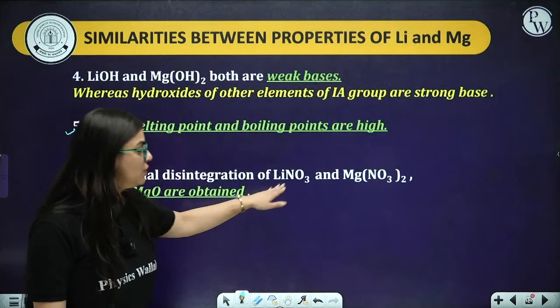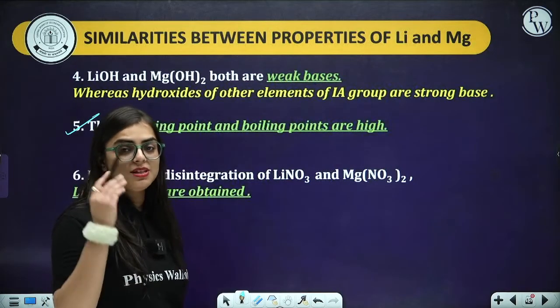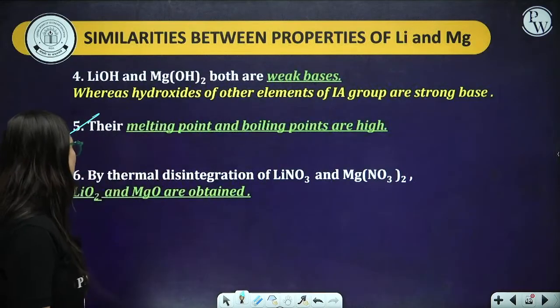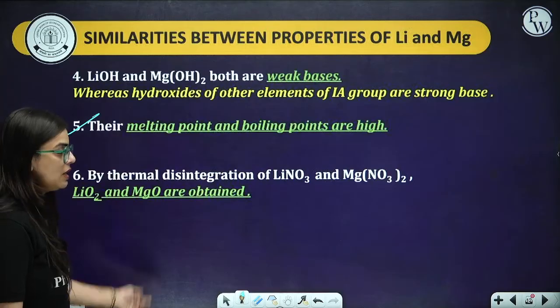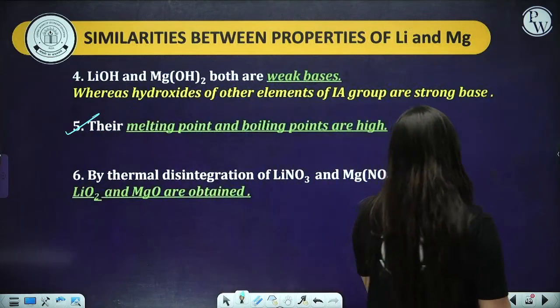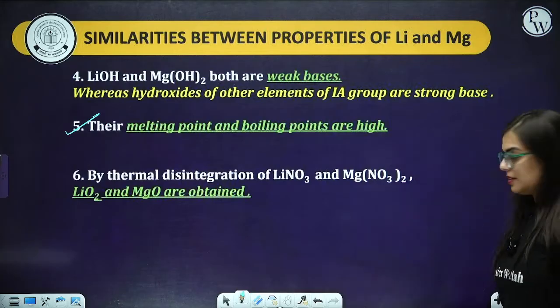When you do the heating process, thermal means in the presence of heat, you are breaking it, you will see they will disintegrate into what? LiO2 and MgO. They both are obtained. So they show the similarity between the diagonal relationship. Clear, guys?